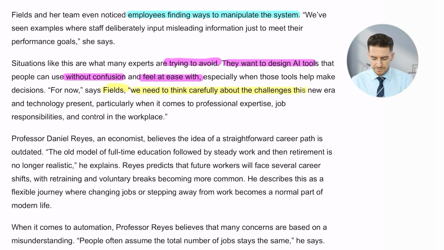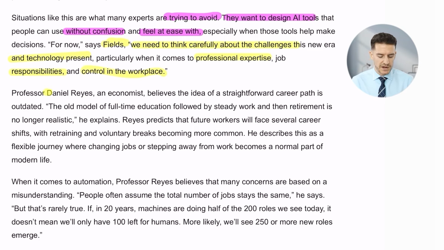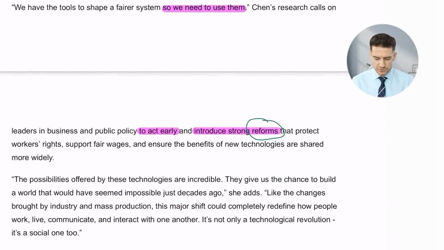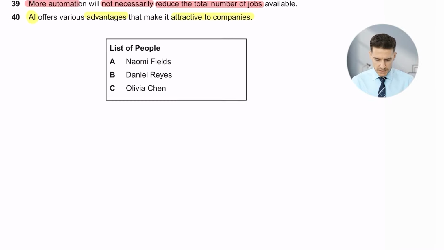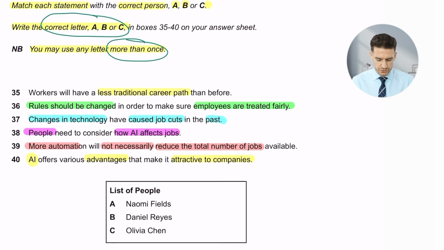So this could be it. This new era and technology present, particularly when it comes to professional expertise, job responsibilities, and control in the workplace. And then it goes on to the next person. So let's quickly go back down and we'll see which statements relate to Naomi.